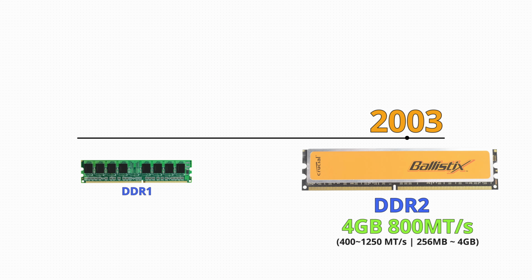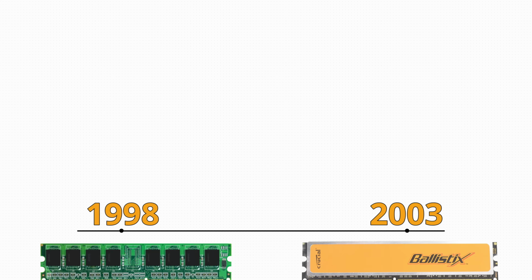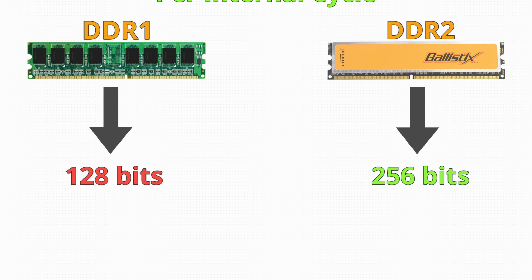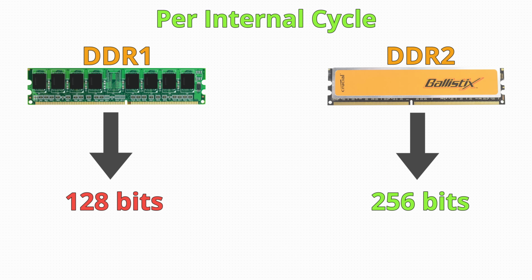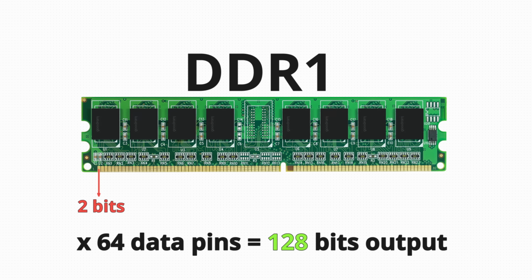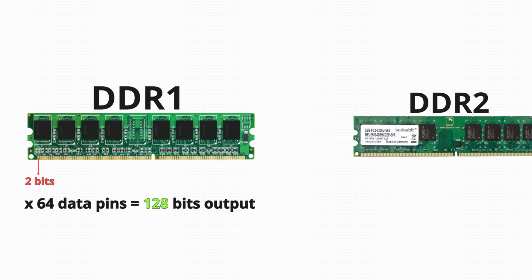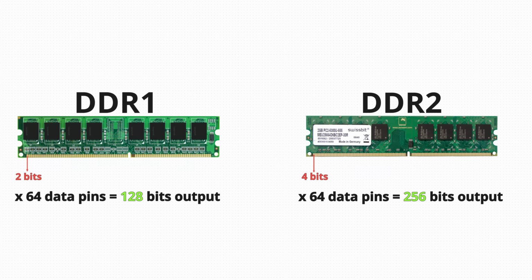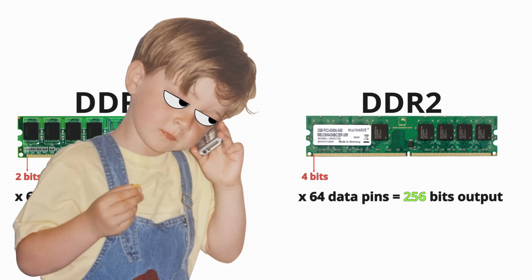DDR2 worked similarly to DDR1. It had all the same tech from the previous generation, but built on it further. Instead of increasing the base clock speed, it simply doubled the amount of data it sent. While DDR1 sent 2 bits of information through one of those pins on the bottom of the RAM stick, DDR2 sent 4 bits through each pin per clock cycle. But this created a different kind of problem.